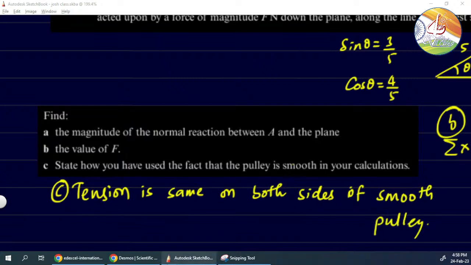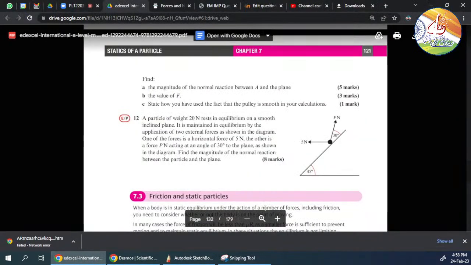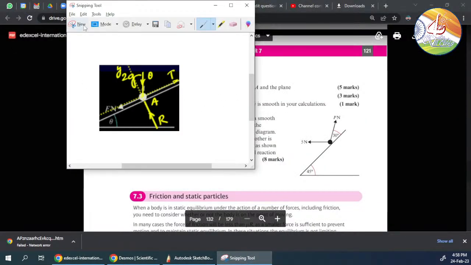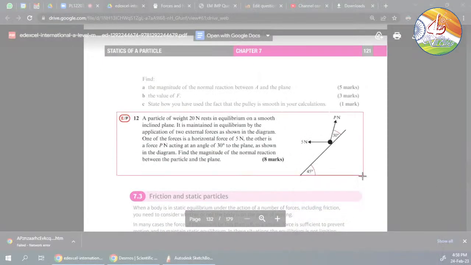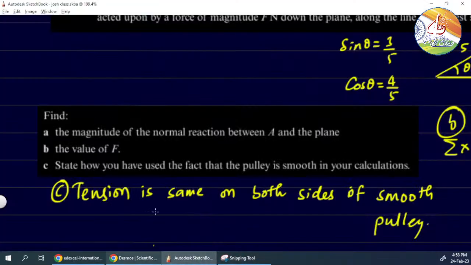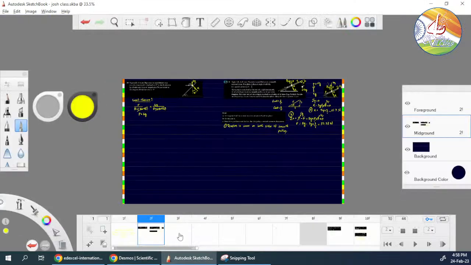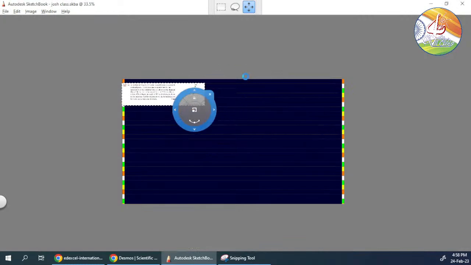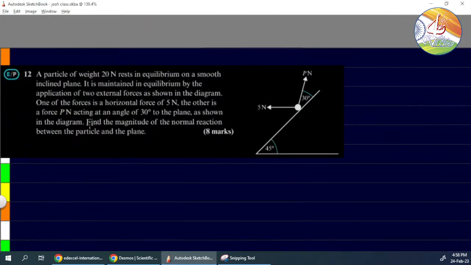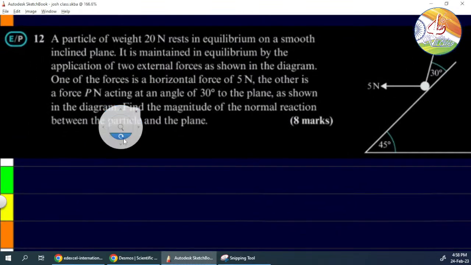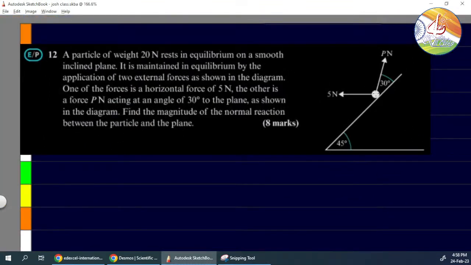Then next, let's go back to the question, see what we have next. So 12th question. So the 12th question is here. Take a new page. So particle of weight 20 newtons. So this particle is having 20 newtons weight. So let me show it downwards because space is there here. 20 newtons is the weight.